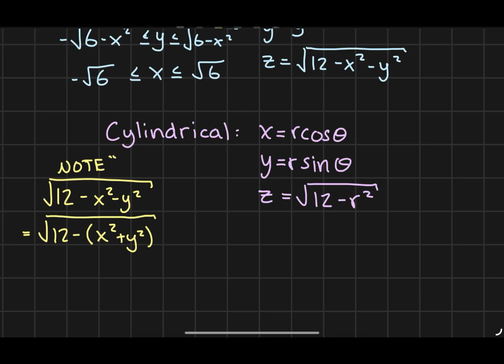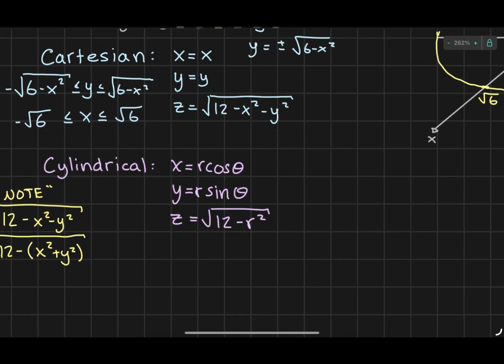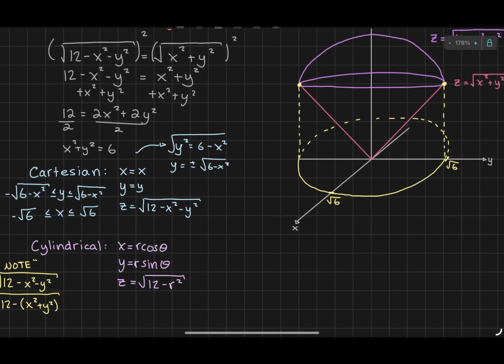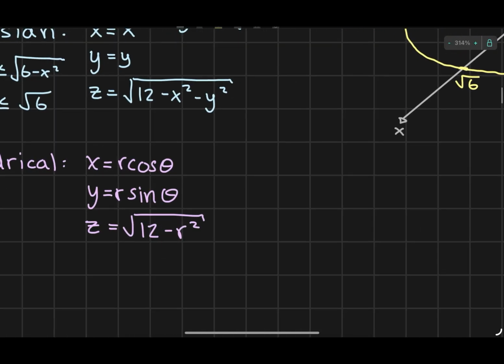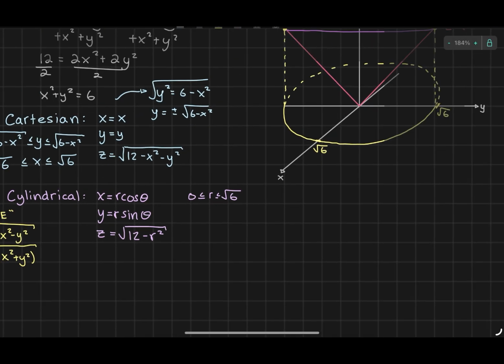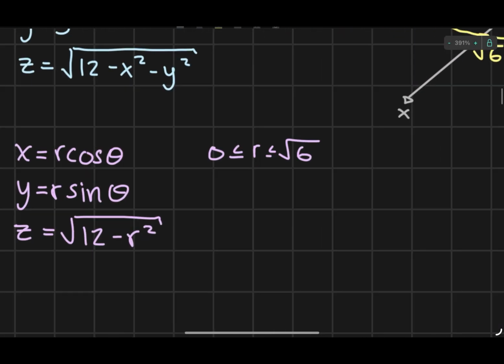For our cylindrical, remember that r and theta are what we depend on. This one should be pretty easy, because this is something I would definitely do in cylindrical. Our radius, our r value, is going to be the square root of 6, because that's the radius of our circle there. So let's write that down. Our r is going to be bounded from 0 to the square root of 6. And since it's a circle in the xy plane, our theta bounds go from 0 to 2 pi.